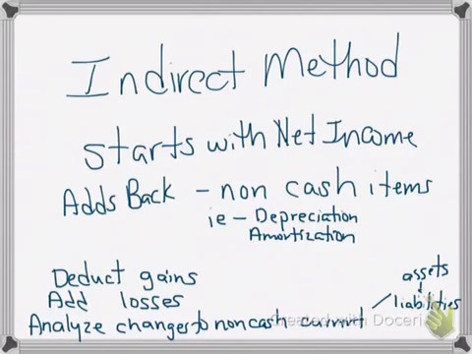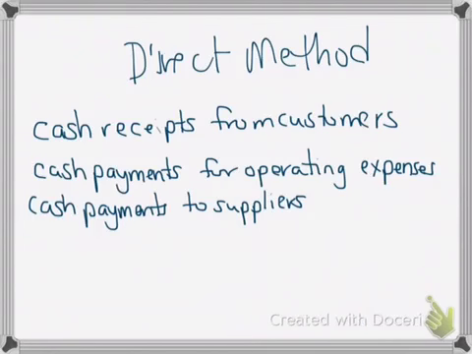We would then deduct any gains, add back any losses that we have out there, and then analyze any changes to our non-cash current assets and our non-cash current liability items. This is how you would look at that indirect method. I'm not going to ask you to prepare one on the test, but you are going to have homework problems where you go through these steps.